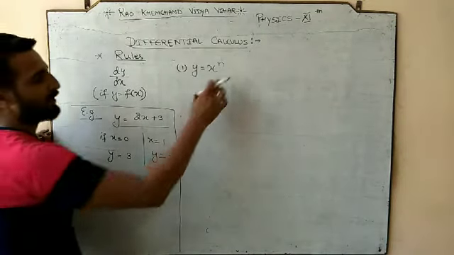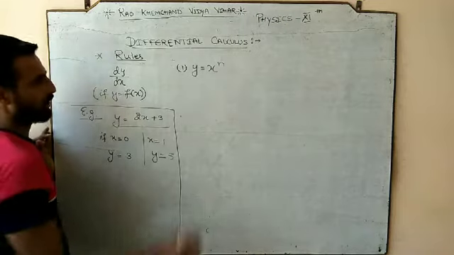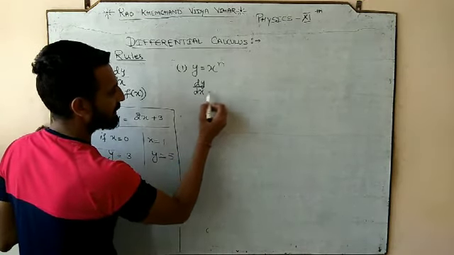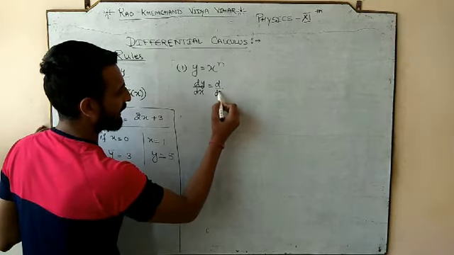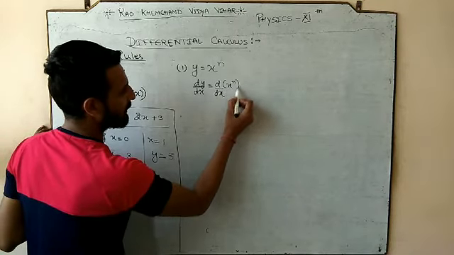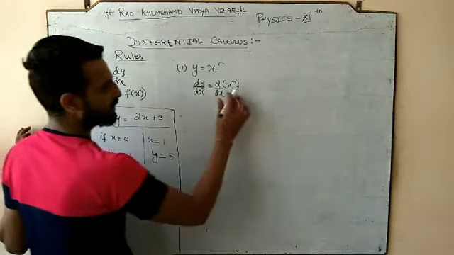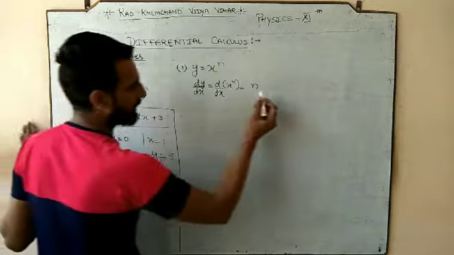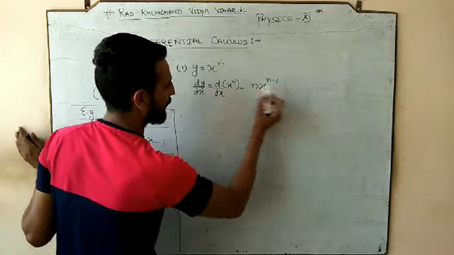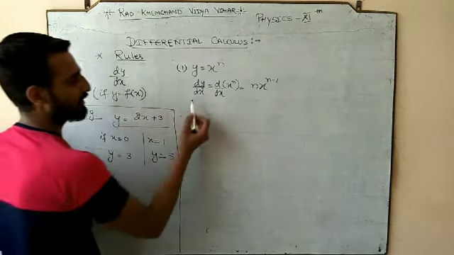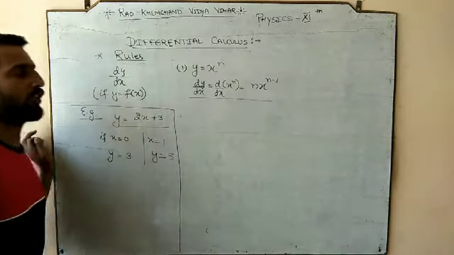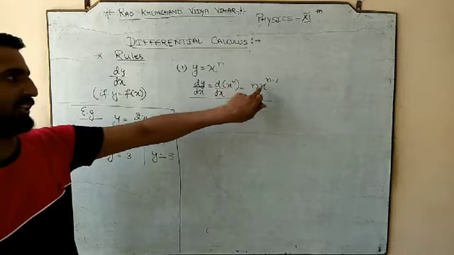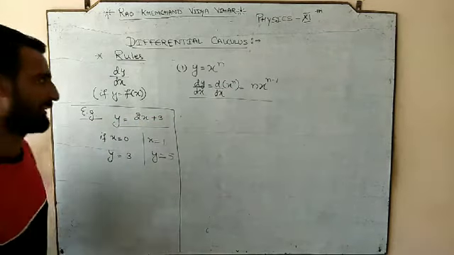So if y is equal to x power n, how to differentiate this? dy by dx means d by dx of x power n, and the differentiation of this is n, that power will come in front, and x power n minus 1. This is your first rule. Differentiation of x की power n. What is the change in the x की power n? It is always n x power n minus 1.